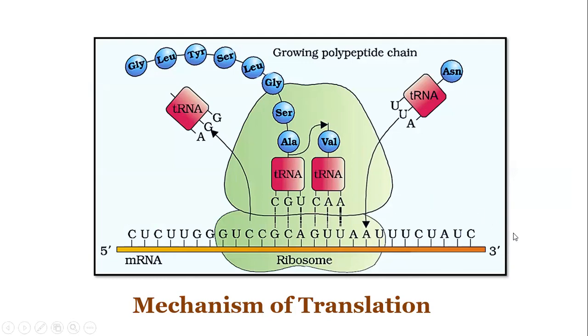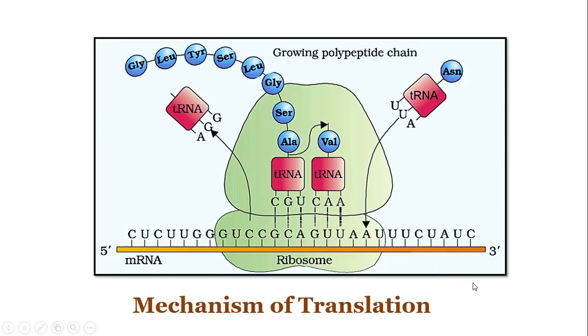Now, during translation, complexes formed of an amino acid linked to transfer RNA bind to the correct codon in messenger RNA through complementary base pairing. So this is the anticodon, this is the codon of messenger RNA, and there is complementary base pairing here. The cytosine combines with the guanine, and adenine combines with uracil. So this is complementary base pairing actually.